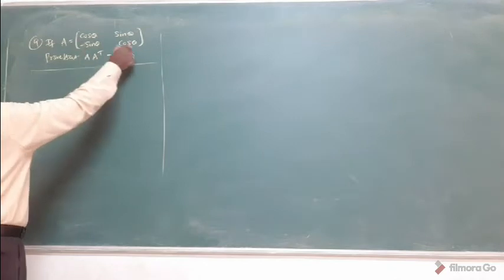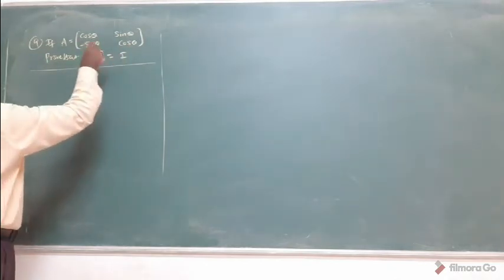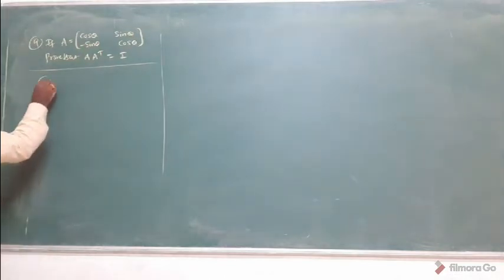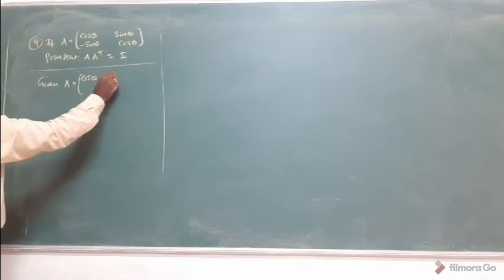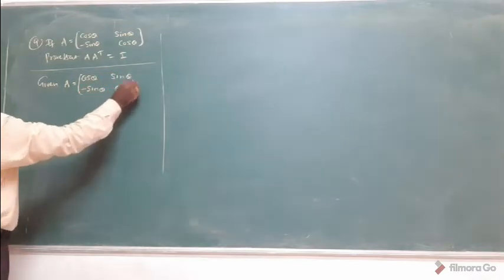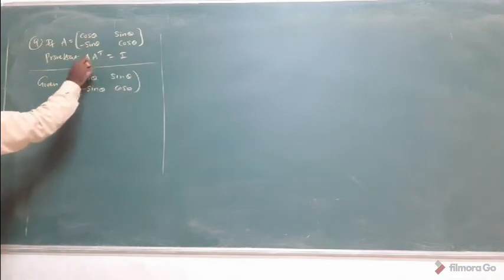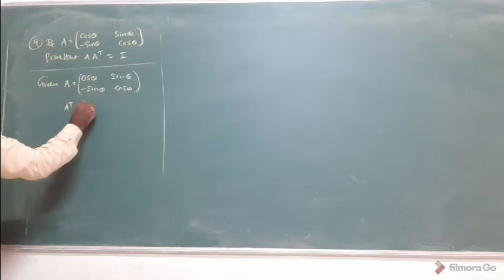Now question 9. A equals cos theta, sin theta, minus sin theta, cos theta. Prove that A into A transpose equals I. What is given? A is given: cos theta, sin theta, minus sin theta, cos theta. Now we want A transpose, so to find A transpose, what is it?